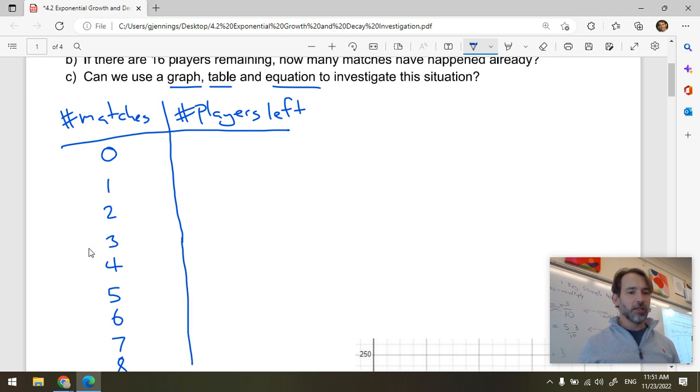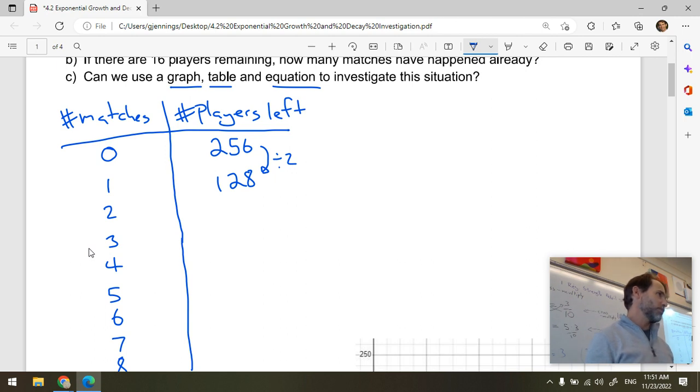Let's take a look. So at 0 matches played, we'll have all the players still there, 256. After 1 match has been played, how many players will there be? And your calculator will tell you that's true. An easy way to do that in your head, to divide this by 2, is to say, well, 250, I can divide 250 in my head pretty easy. That's 125. And then I also have to divide 6 in my head. That's 3. And then just do 125 plus 3.